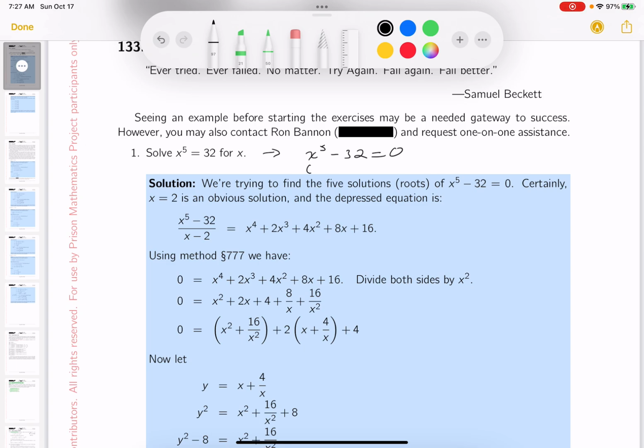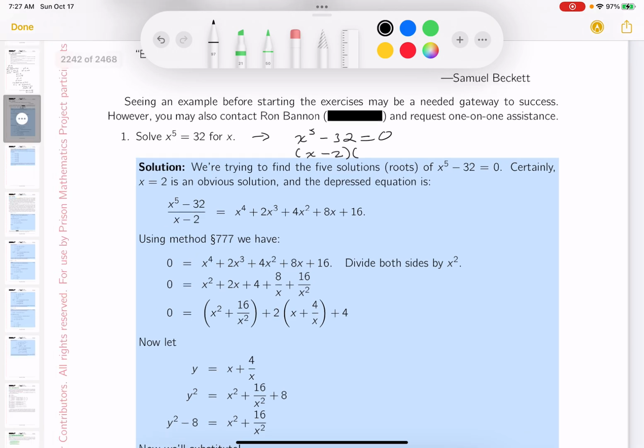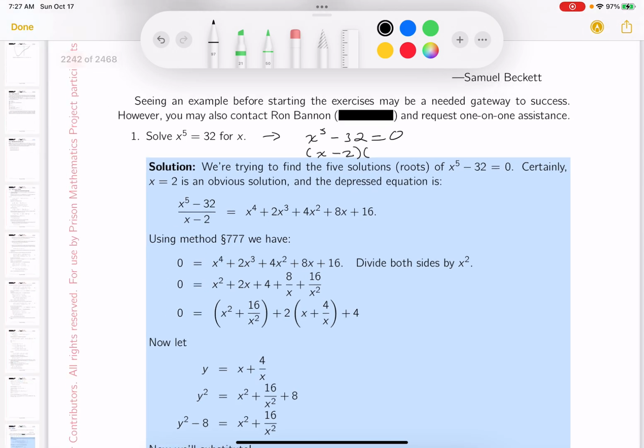What do you get over here? You would get x minus 2 times something. Now, someone says, how do you get that other part? Well, we've been doing this for some time, and I'll write it down for you. We would divide x minus 2 into x to the 5th minus 32. We've been doing this for a long time. Let's see what you get. You get x to the 4th.